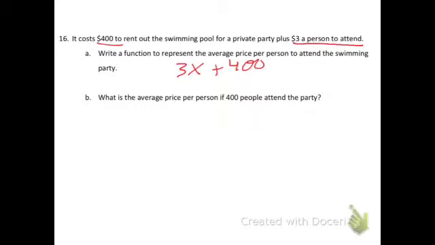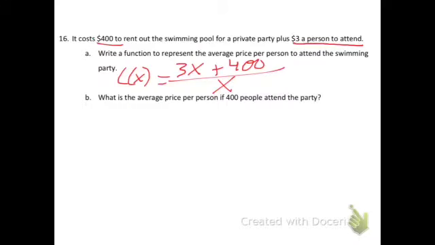But we don't need just the cost. This is like the total cost. We need to get the average price per person. And so you have to take your total cost and divide by the number of people, which is x. And that's going to be our cost function. We're going to call it C for cost.